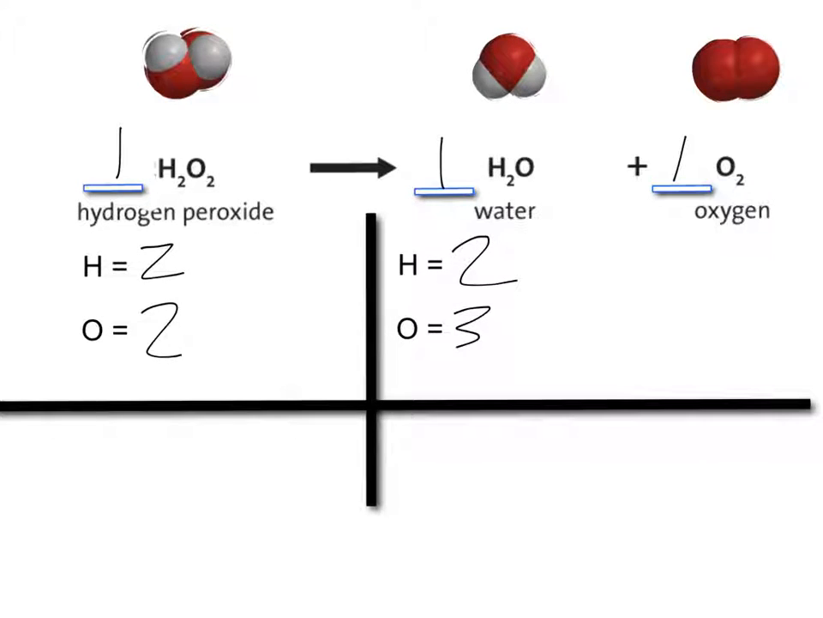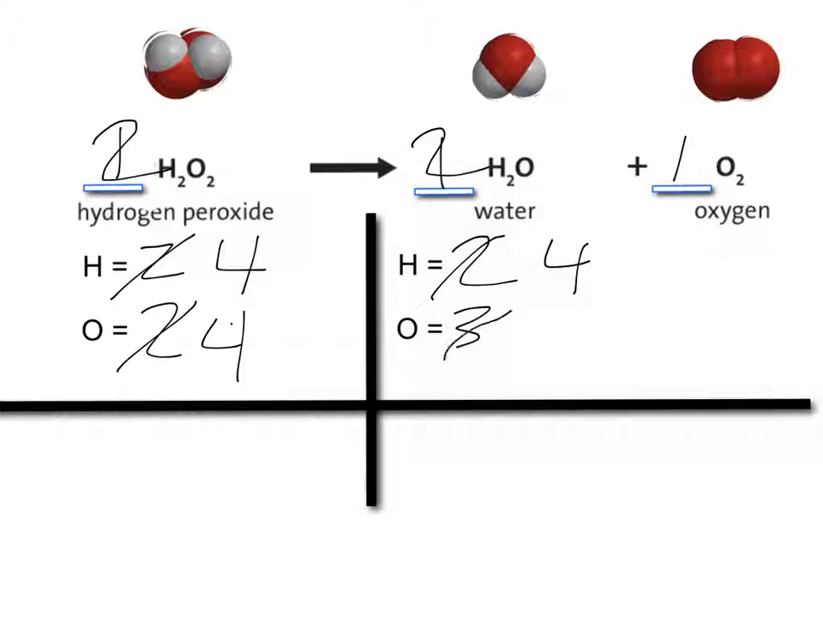To fix this, we have to change the amount of molecules that are on each side. For this, we would change H2O2 to have, instead of 1, 2 H2O2s. This would make the amount of H's go to 4 and the amount of O's go to 4. On the other side, we would change the amount of waters to 2, making how many H's there are? 4. And how many O's there are? 4.